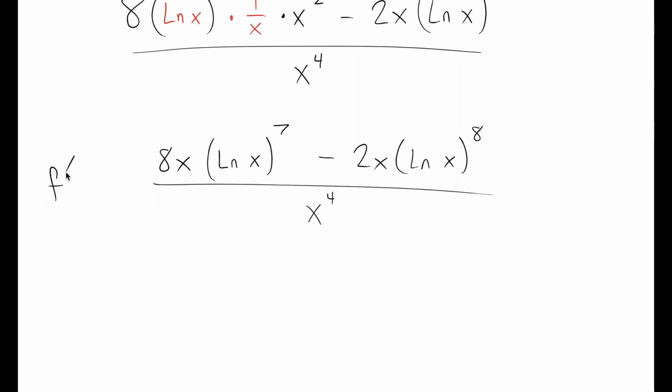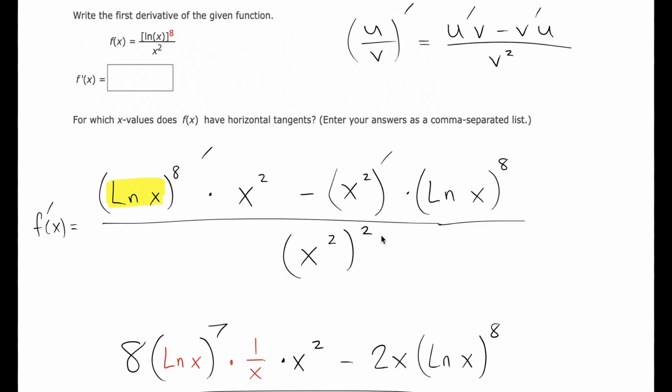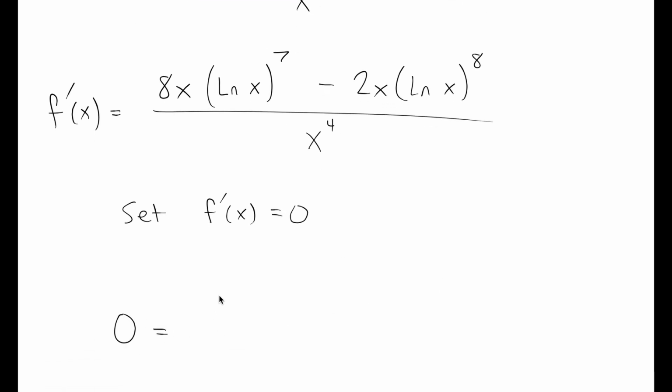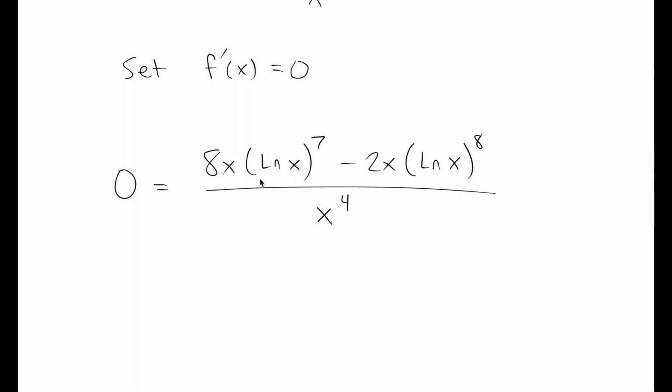Now that's the derivative function, and they want to know when does the original function here have horizontal tangents. So we need to set the derivative equal to 0 to find those locations. Alright, so when the derivative is 0, that's really dependent on the numerator here, not the denominator. We need the numerator to be 0. So you can just kind of multiply that x to the 4th into the 0 and get this.